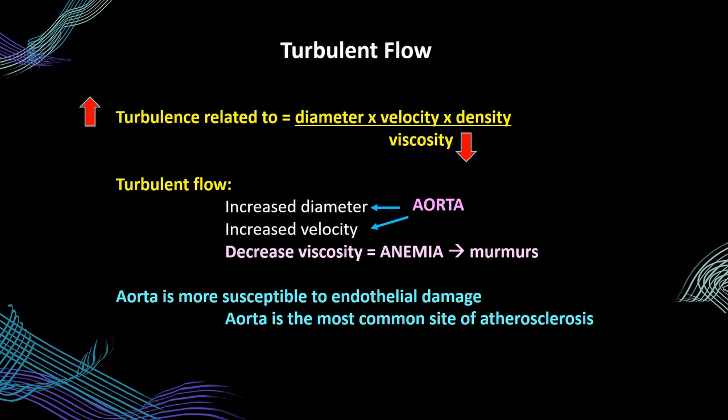Remember, the aorta is more susceptible to endothelial damage, and it is the most common site of atherosclerosis. Students tend to mistakenly put the coronary arteries, because you think coronary arteries and atherosclerosis and myocardial infarctions. The most common site of atherosclerosis is the aorta. The abdominal aorta is the most common site.